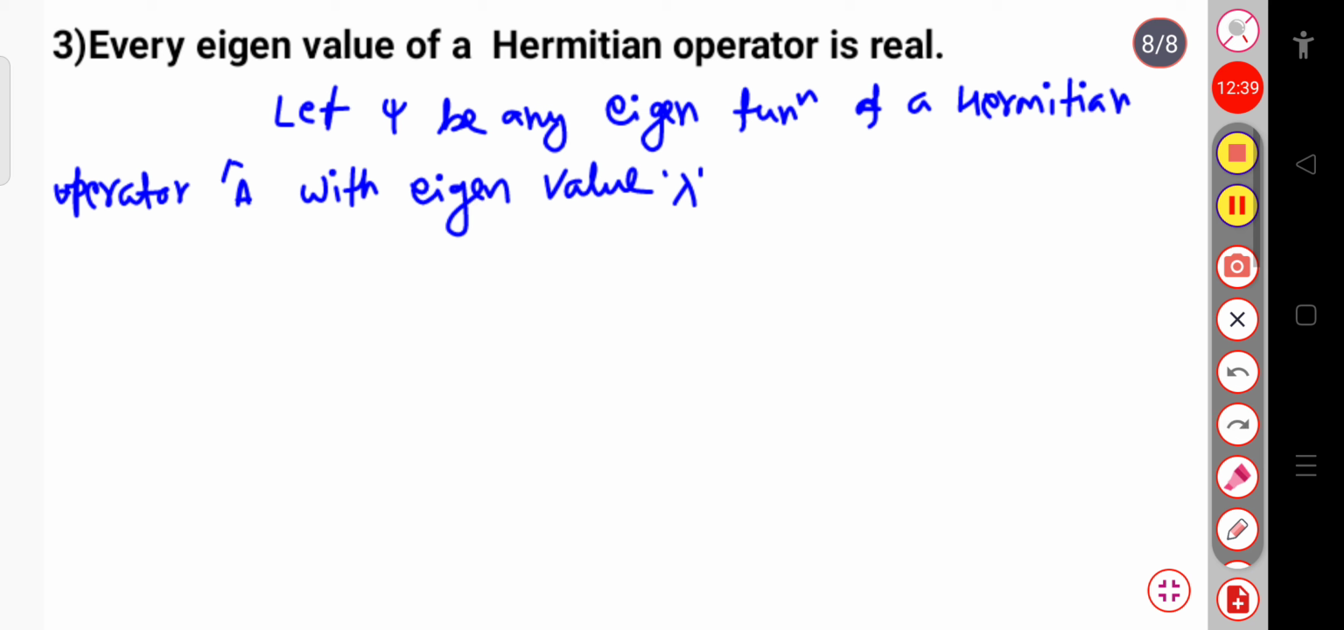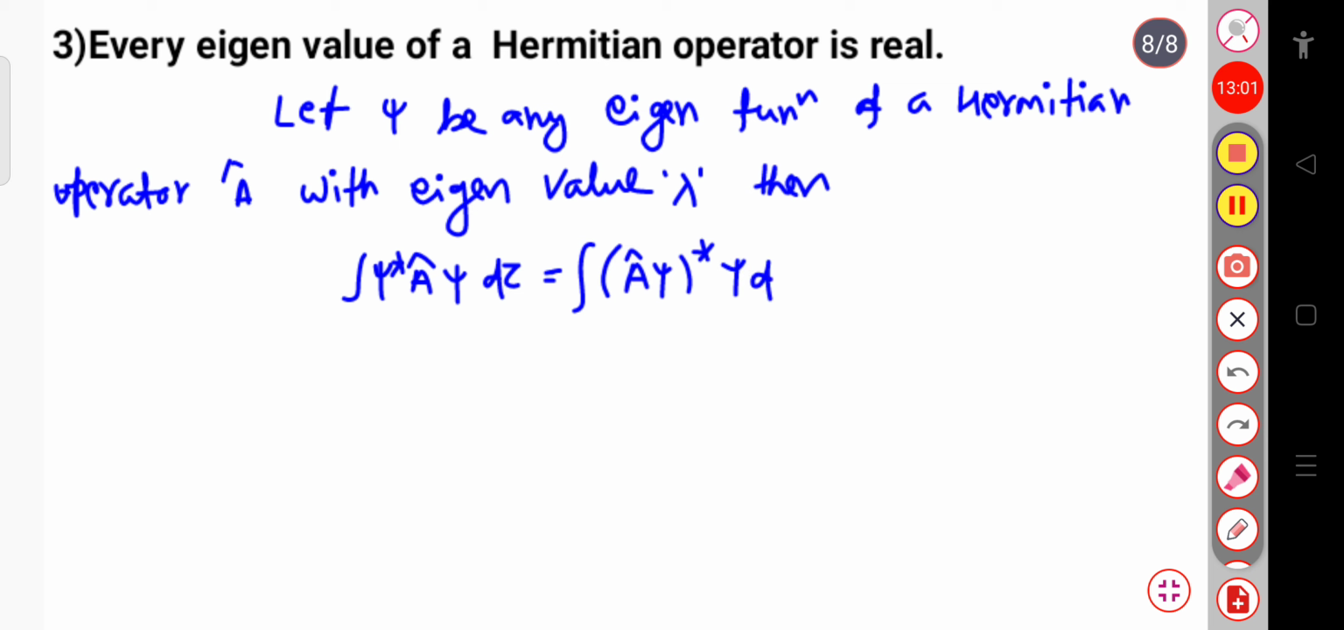Okay, now we can write the integration over psi star A cap psi d tau, that is for the operator A. Since it is a Hermitian operator, this can be written as integration of A cap psi whole star into psi d tau. Here psi is an eigenfunction and A cap is the operator, so when this operator operates on the eigenfunction psi, it will give an eigenvalue, suppose lambda.